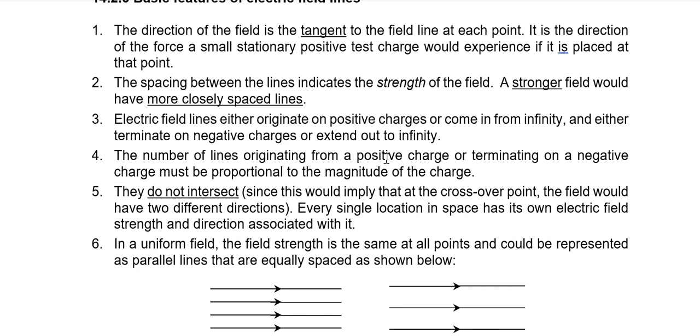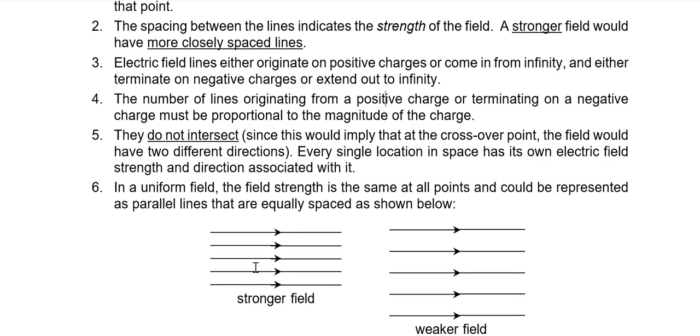Spacing between the lines indicates strength of the field. A stronger field will have more closely spaced lines, right? So if we look at this diagram, this is a stronger field, this is a weaker field, because the spacing here is bigger than this one. Electric field lines either originate on positive charges or come in from infinity, and either terminate on negative charges or extend out to infinity.